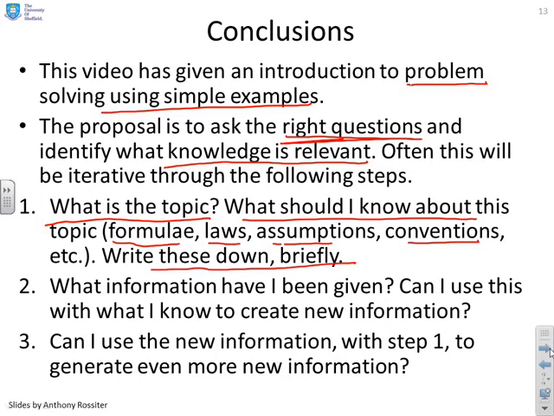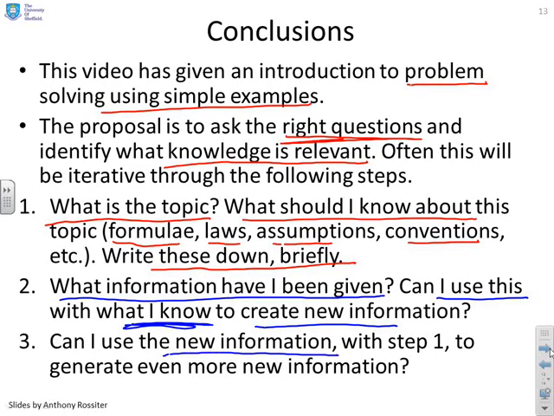Next, ask yourself, what information have I been given? And can I use this with what I know, that's just with question 1, to create new information? Can I combine the two? Now, having done 1 and 2, you've created new information. And you might then say, can I use the new information I've got with step 1 to generate even more new information?